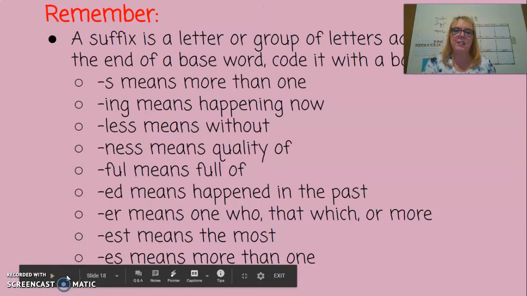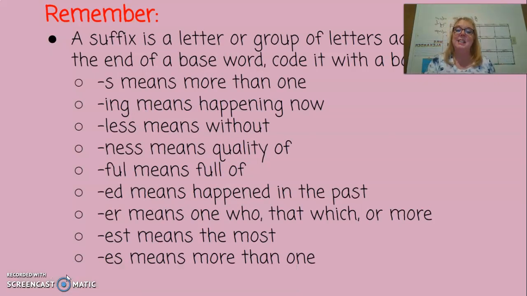Let's review about suffixes. First of all, remember a suffix is a letter or a group of letters added to the end of the base word, and we code it with a box. The suffix s means more than one. Vowel suffix ing means happening now. Consonant suffix less means without. Consonant suffix ness means quality of. Consonant suffix full means full of. Vowel suffix ed means happened in the past. Vowel suffix er means one who, that which, or more. Vowel suffix est means the most. And vowel suffix es means more than one.